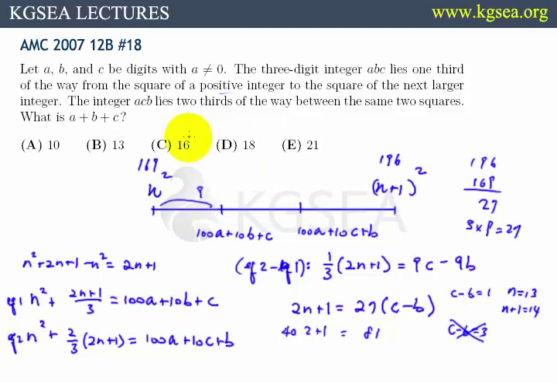So what are we trying to do? A plus B plus C. So from 169, if you add 1/3 of the way, you get 178. So if you add the digits, it would be 16. So the answer is C.